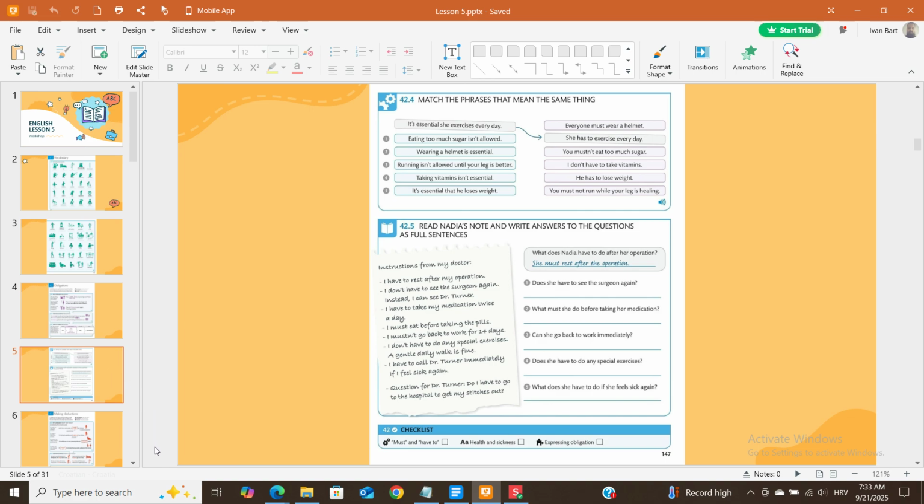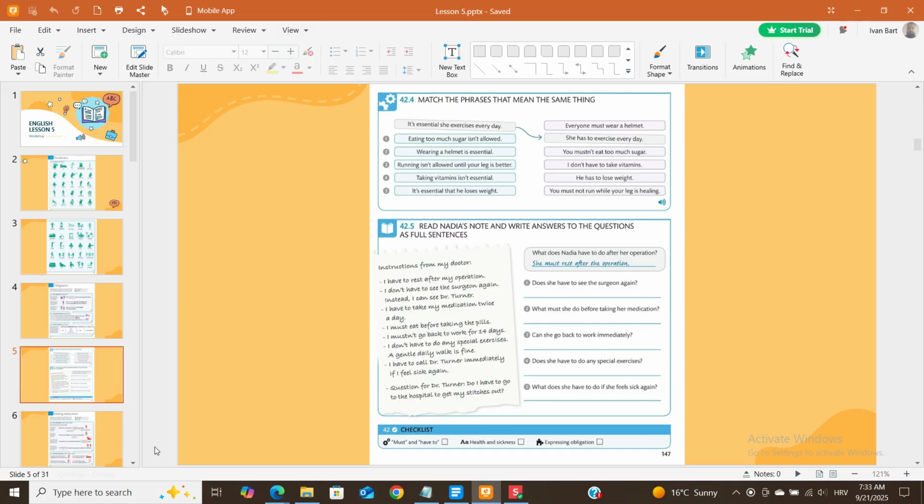It's essential she exercises every day. Eating too much sugar isn't allowed. Wearing a helmet is essential. Running isn't allowed until your leg is better. Taking vitamins isn't essential. It's essential that he loses weight. Everyone must wear a helmet. She has to exercise every day. You mustn't eat too much sugar. I don't have to take vitamins. He has to lose weight. You must not run while your leg is healing.